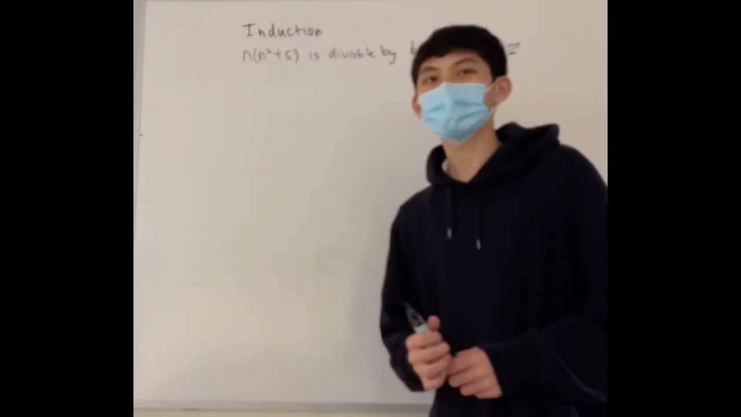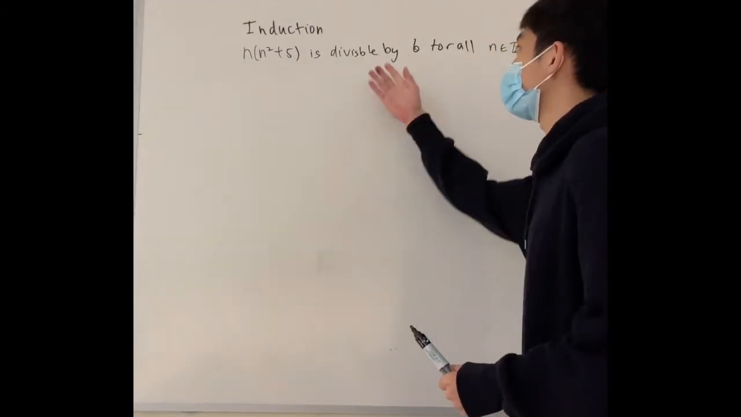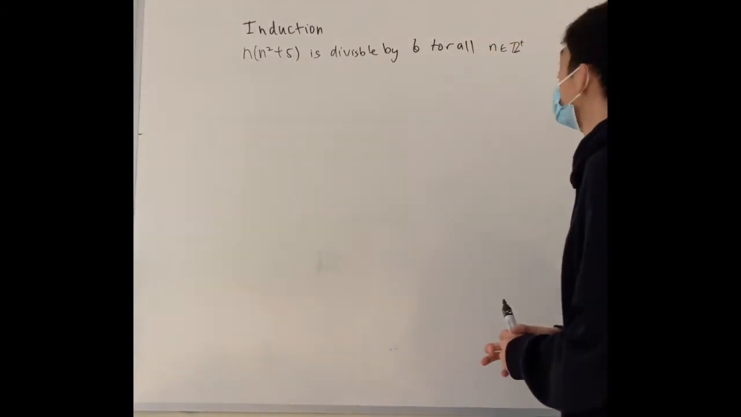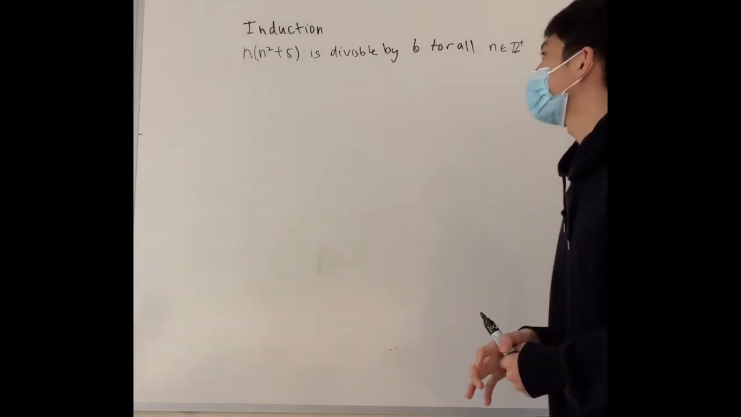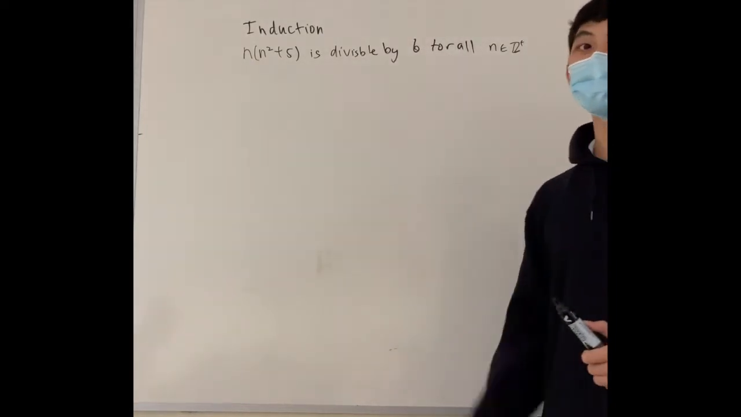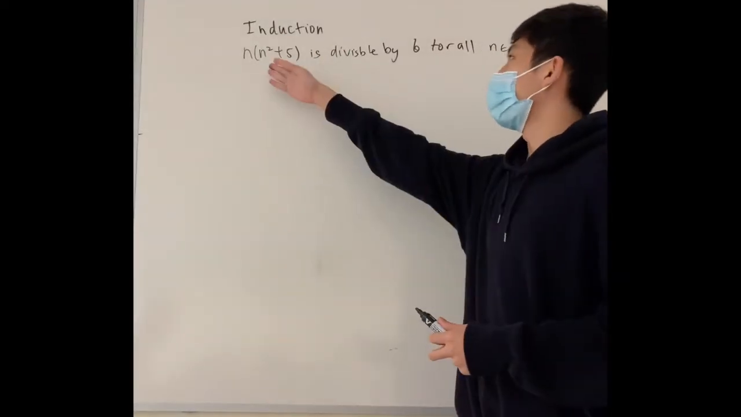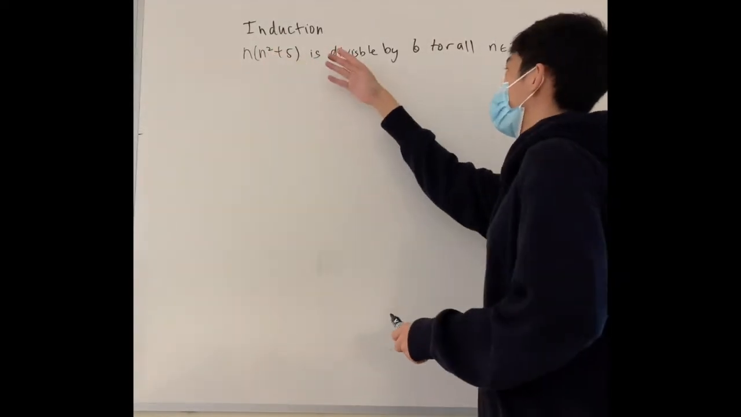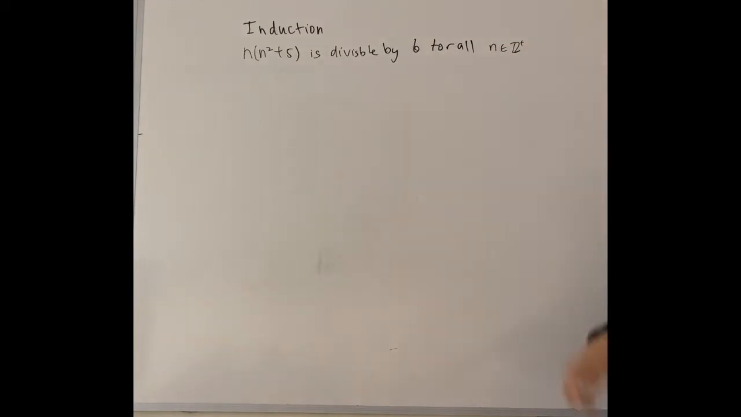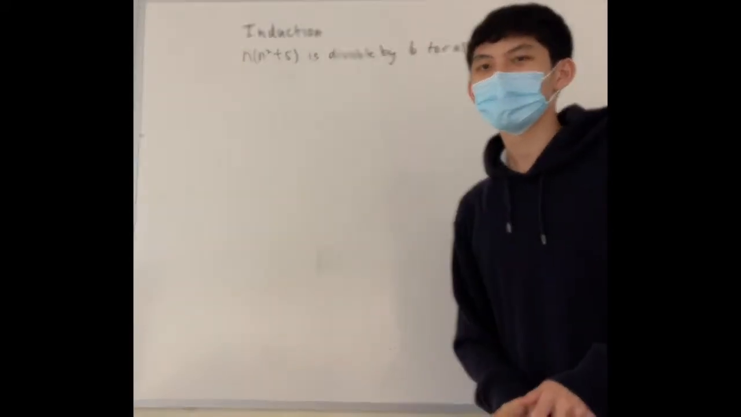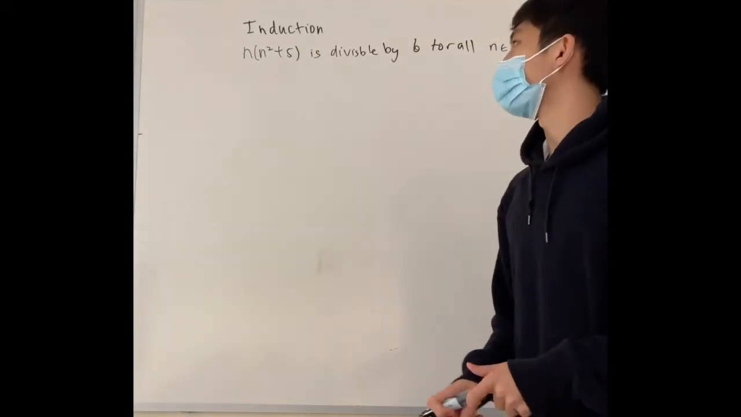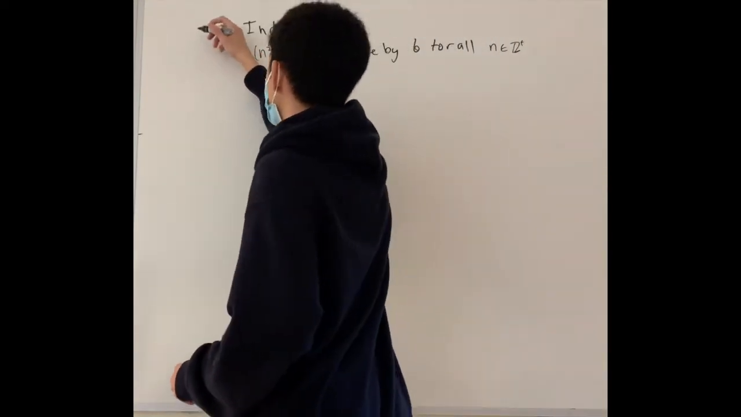Okay, everyone. Today our question is going to be an induction question. It's an 8 marker, so you want to get this correct. And it's going to be a divisibility induction question. So our induction question here is: n times (n squared plus 5) is divisible by 6 for all positive integers. So first, we should write, let P(n) be the statement.